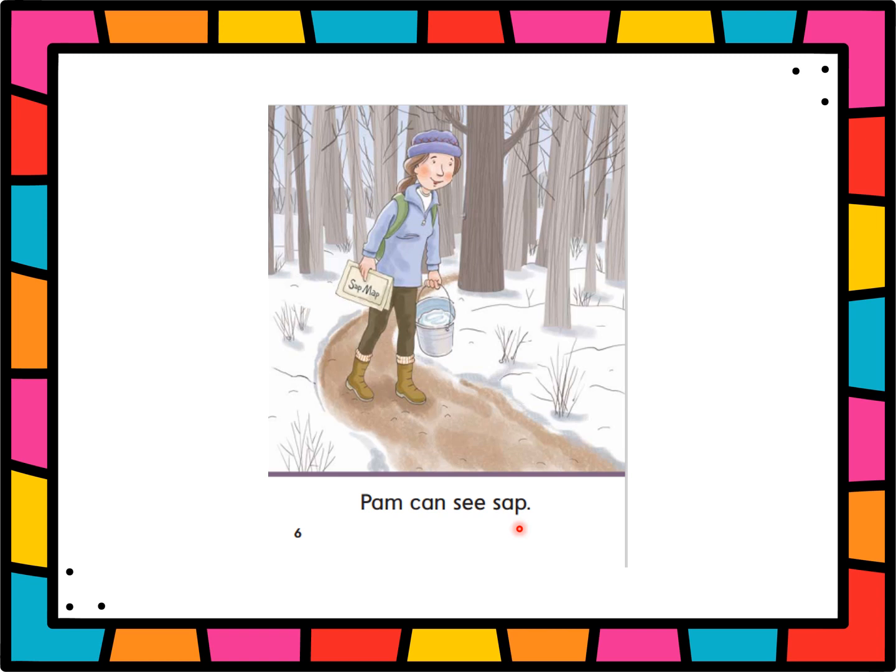And when was this happening? Well, we know it was during the day. It was still daylight, but we also know that it was winter because of the snow, her clothing, and the trees. What was happening in our story? Pam had a map that she followed to collect tree sap. And we can make a prediction that if our story kept going, maybe she would make some maple syrup with her sap. Great job!